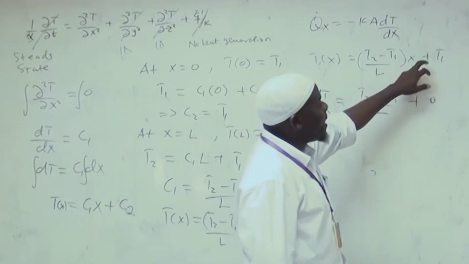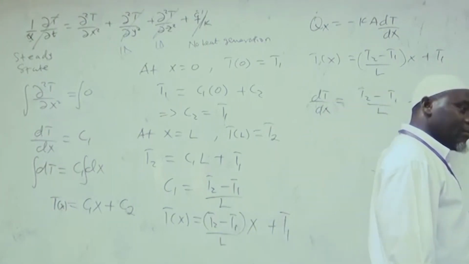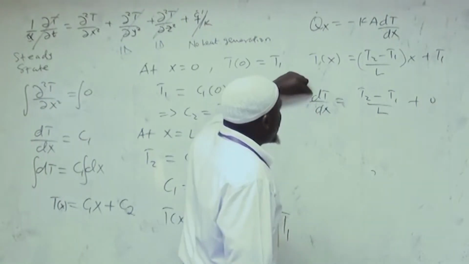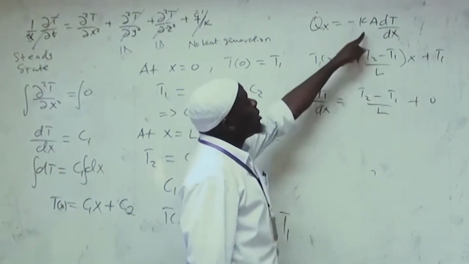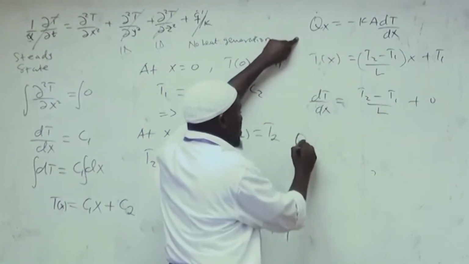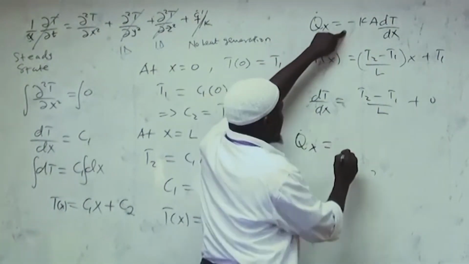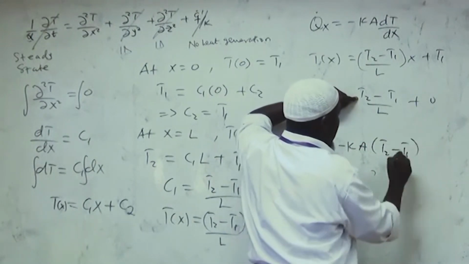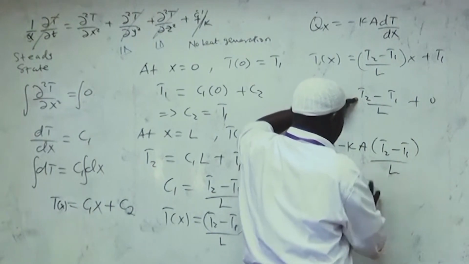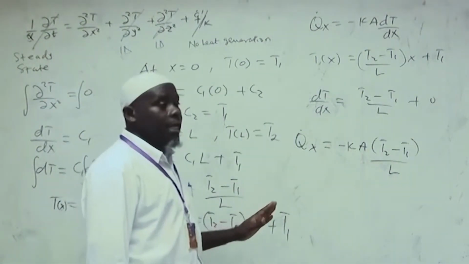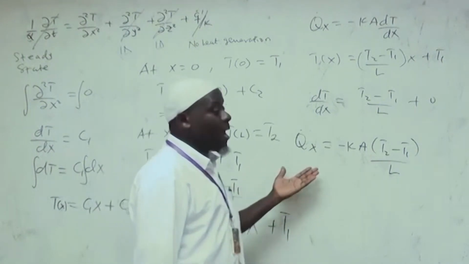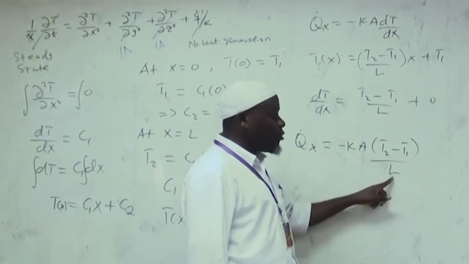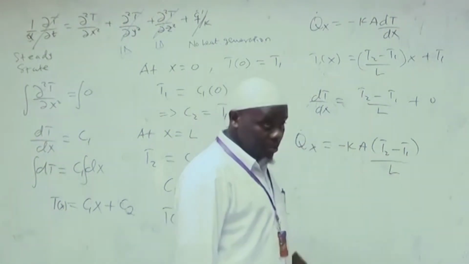So this is where we have to apply your differentiation and integration. Very important. Please, you should revise this. So now, if I know dT over dx equals this, I only substitute it into this equation. And this equals minus K A times T2 minus T1 divided by L. So this is it. This is the heat flux. So if I know these parameters, I know the value for K, I know the value for A, I know T2, I know T1, I know L, I can easily calculate the value for Q.